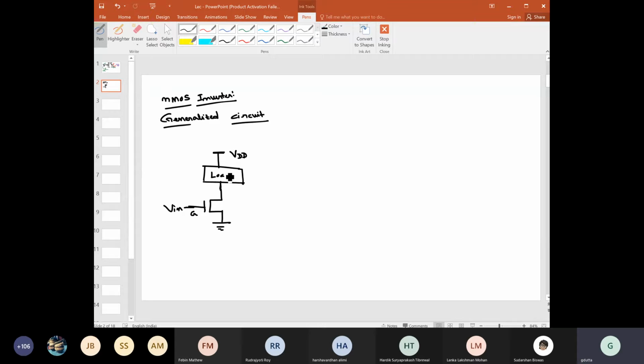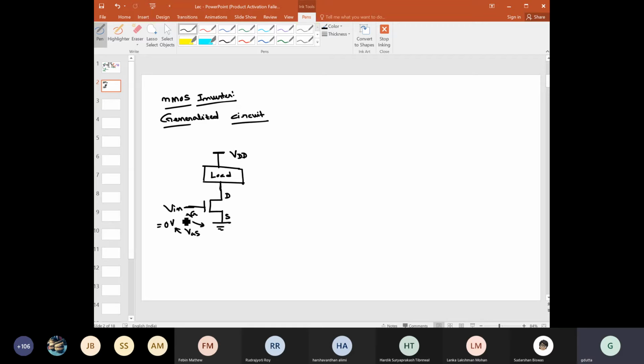So if this is VDD and you have connected it like this, then what will happen when this V input is equal to 0 volt? 0 volt means logic 0, right? When V input is at logic 0, this transistor is off. By the way, if this is the gate terminal, then obviously this is the drain terminal because it is connected with the higher potential VDD, and this is the source terminal, right? So applying V in equal to 0 means basically you are applying VGS equal to 0 volt for this transistor.